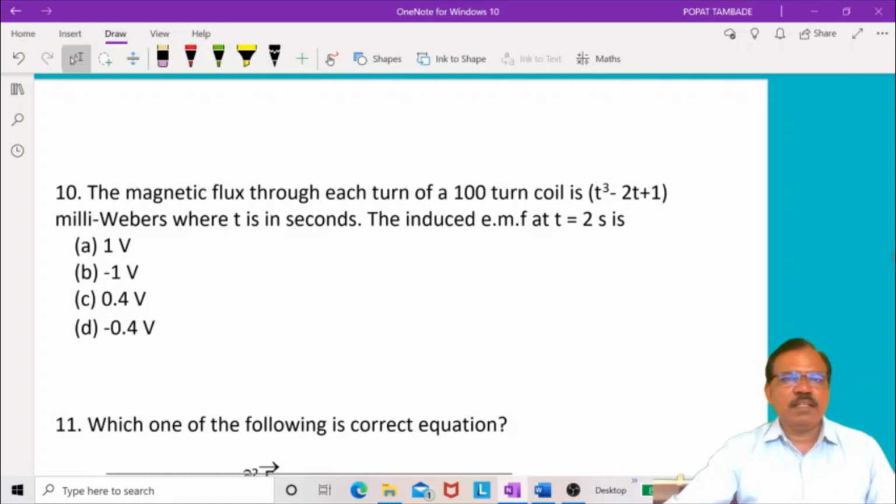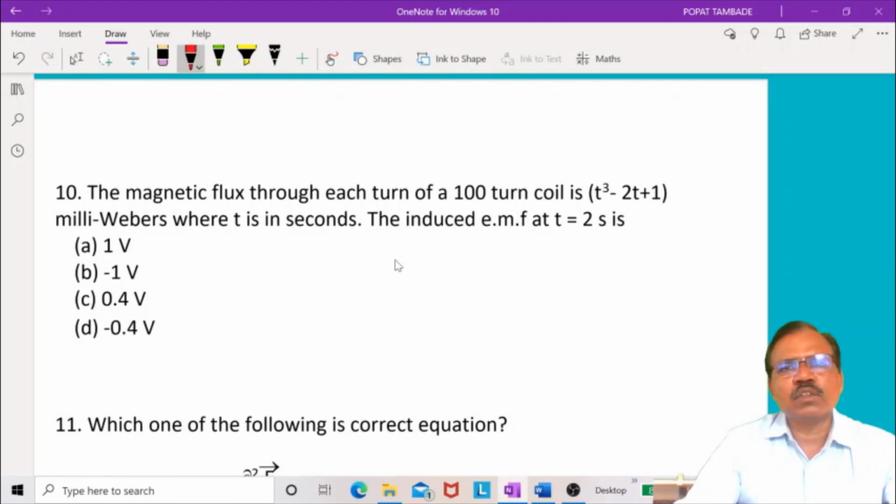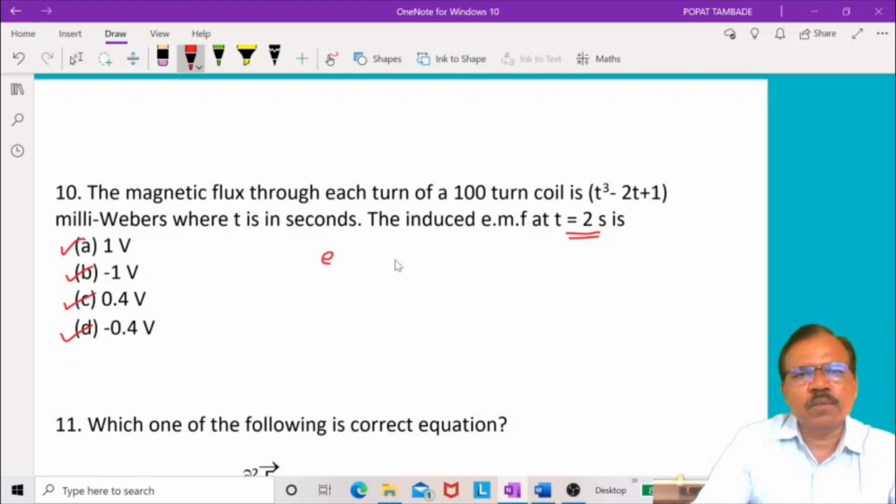Now next one, the magnetic flux through the turns of a 100 turn coil is t cube minus 2t plus 1 milliweber, where t is in seconds. The induced EMF at time t equal to 2 seconds is 1 volt, minus 1 volt, 0.4 volt, minus 0.4 volt. Now see, induced EMF is equal to minus dφ/dt. This is Lenz's law.